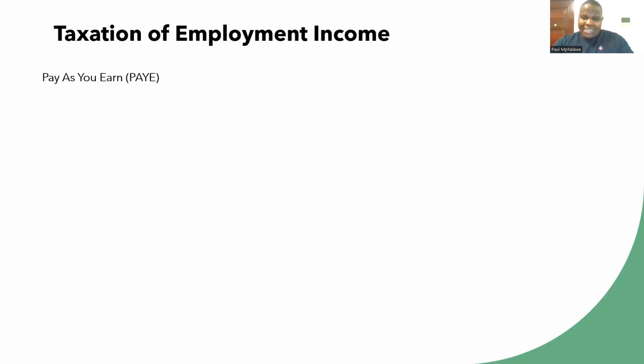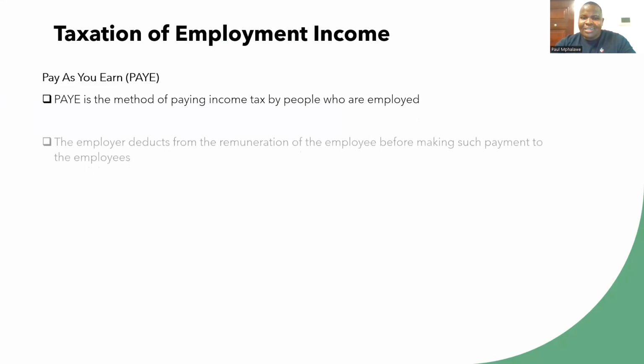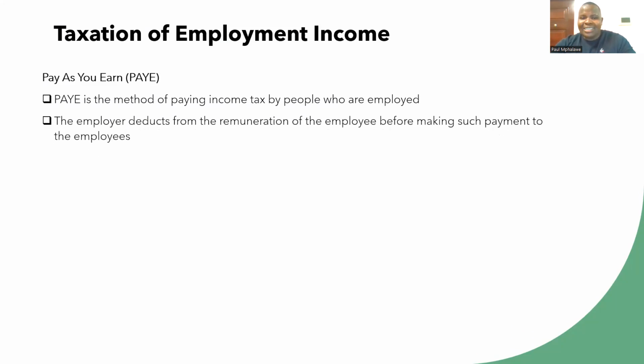And one of the means of taxing people is through pay as you earn. So we're saying that pay as you earn is a method of paying income tax by people who are employed. So the employer deducts from the remuneration or salaries of the employee before making such payment to the employees. In other words, PAYE is a form of withholding tax. Okay? Because the employer is withholding the tax before the employer pays to the employees.